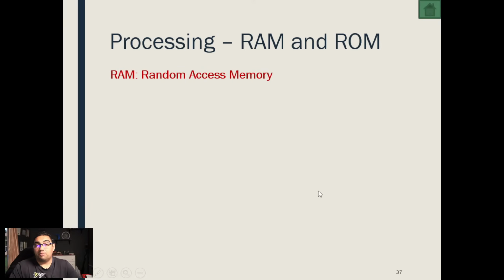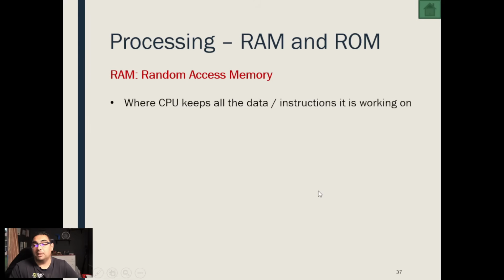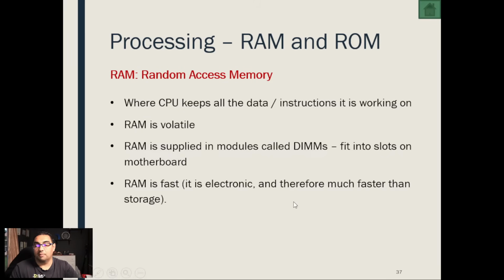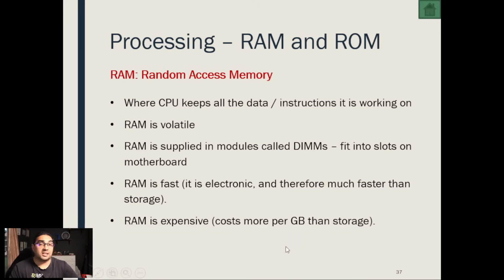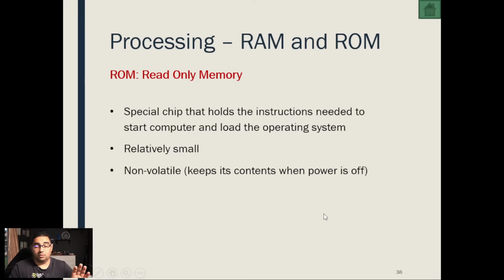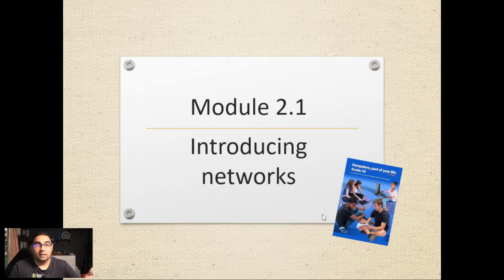Okay. Then the difference between your RAM and ROM. RAM being random access memory. This is where the CPU keeps all the data and instructions. It is volatile, which means it changes, and is supplied in modules called DIMMs, those black slots that I showed you on the motherboard. Okay, it is fast and it is expensive in terms of it costing more per gig than storage. When we talk about storage, we're talking about a hard drive. Then our read-only memory, a special chip that holds the instructions needed to start the computer and load the operating system. Guys, basically after that, you don't have to know anything else. Obviously, we will know that it's non-volatile, but that's about it.